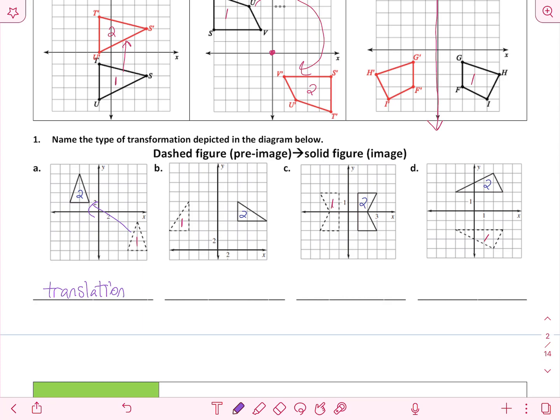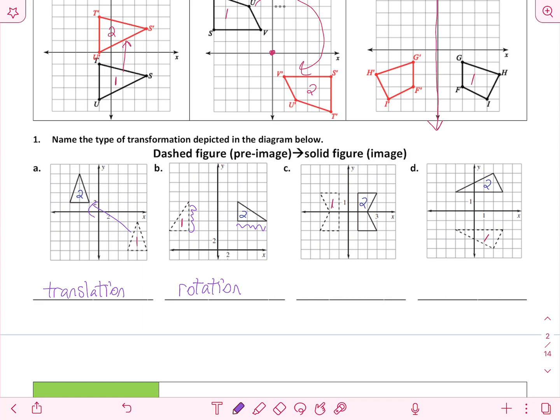All right, let's look at B, going from figure 1 to figure 2. We went across the y-axis, but if you notice, the long side changed. Instead of being upright, now it's laying flat. So I want to look at my physical features to determine what kind of transformation I have. In this case, I see that I have a rotation.